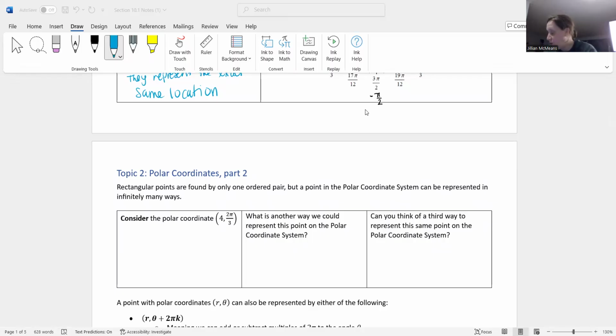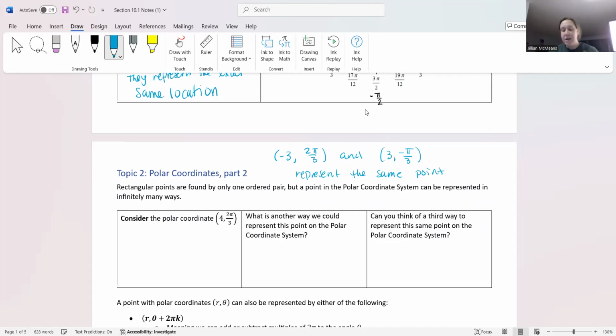Okay, for topic two, we're going to continue our chat about polar coordinates. What we left off with was we had two polar coordinates. Let me see, what were they? So we had -3 comma 2 pi over 3, and then we had 3 comma -pi over 3. And what we realized is they represent the same point, the same location on the polar coordinate system.